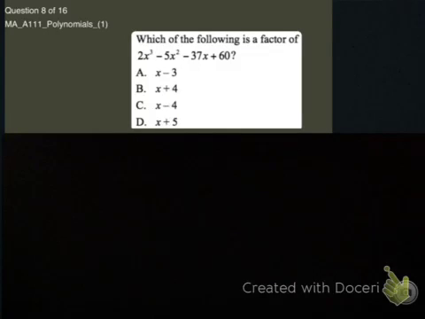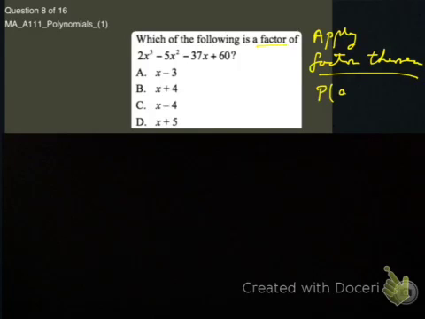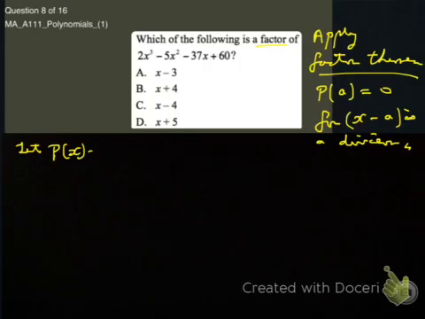In this question, question 8, we want to find which of these 4 options are actually factors of this polynomial. You have to apply the factor theorem, because if it's a factor, then the remainder must be 0. So we'll try out every one of these. Let P of x be the polynomial, and the first option is A.